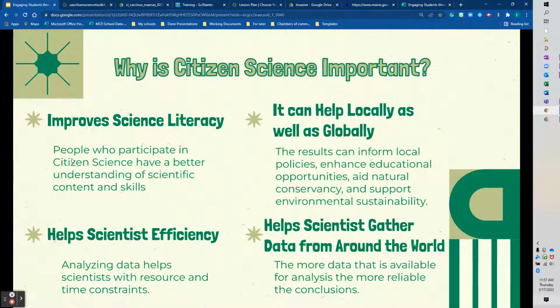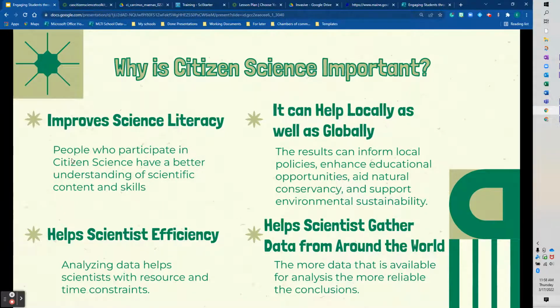But it can also help the scientists in their efficiency, right? If they have so much data that there's absolutely no way that they can go through all of these data points in a reasonable amount of time, they're either going to have to hire people to help them, which increases their costs, or they can gamify it a little bit and put that data out there for other people to look at, and then they can go through it really, really quickly and just verify that you were correct.